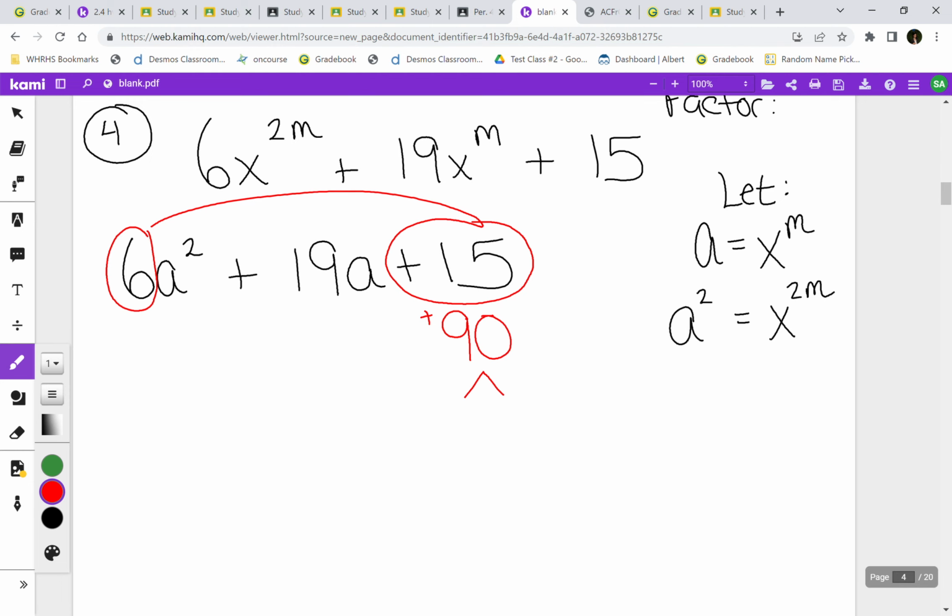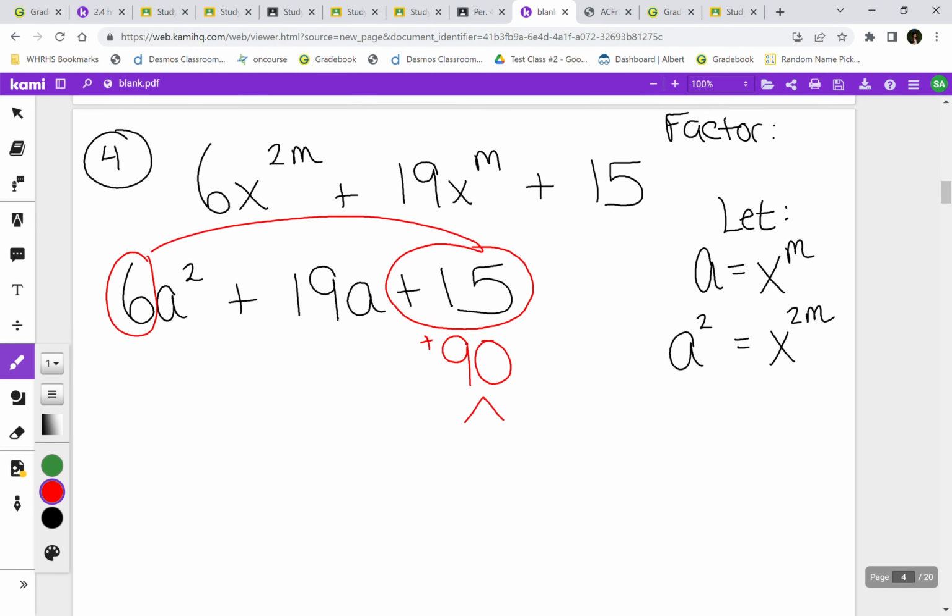Sure. Do you have to do that, like, substitution? No. Right, absolutely not. You do not have to use substitution. You can go straight into factoring. Yes, Claire. 10 and 9.